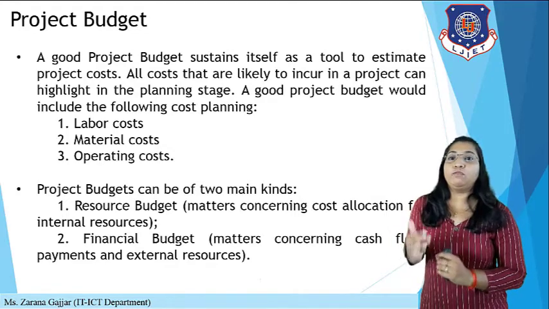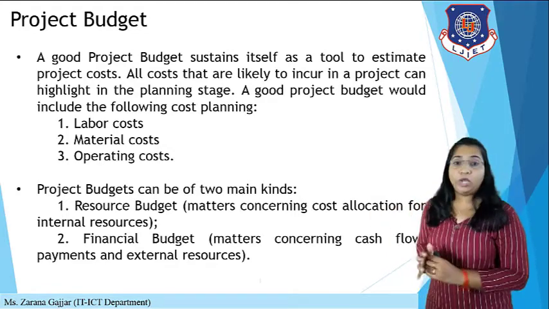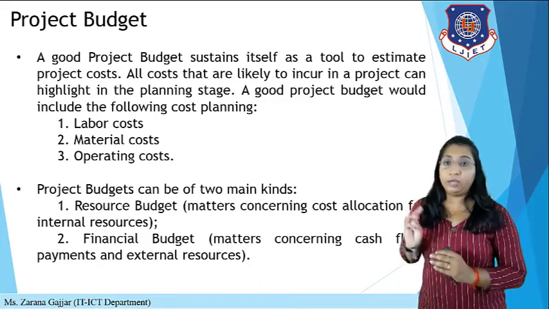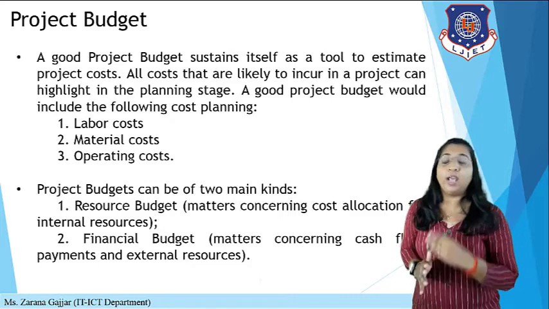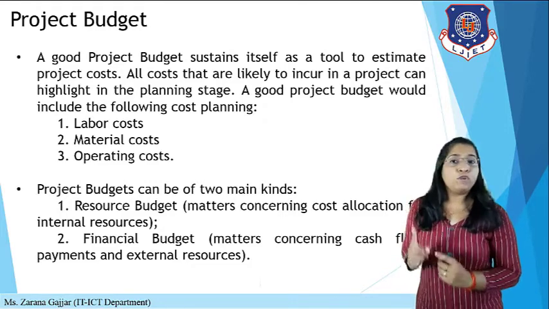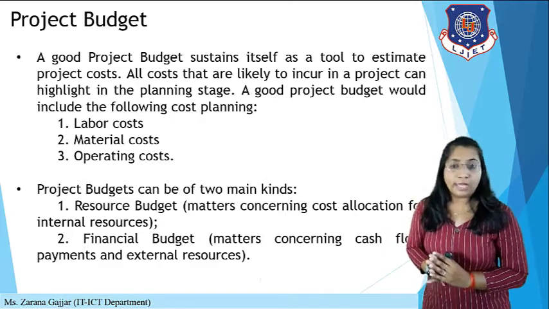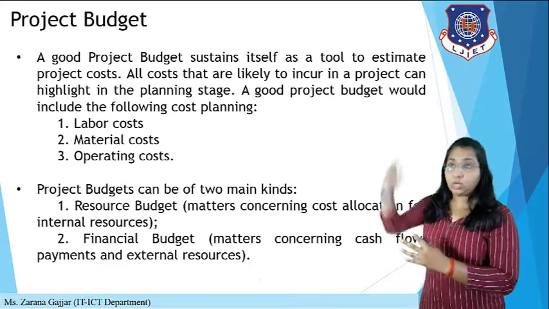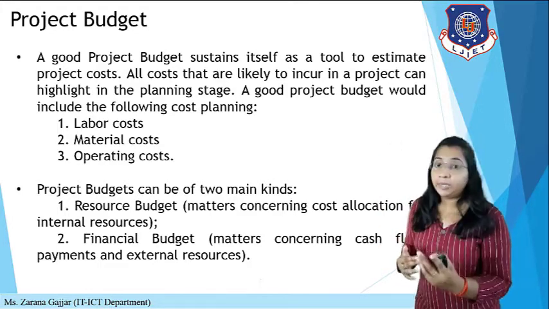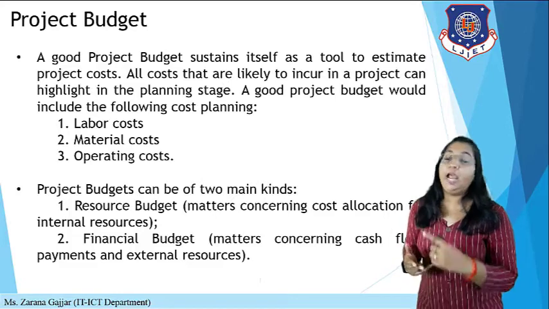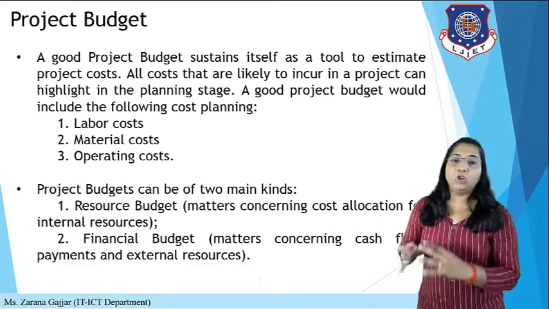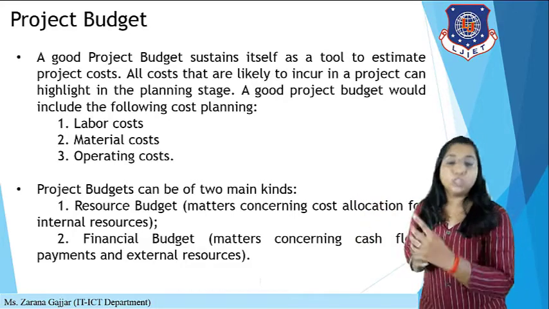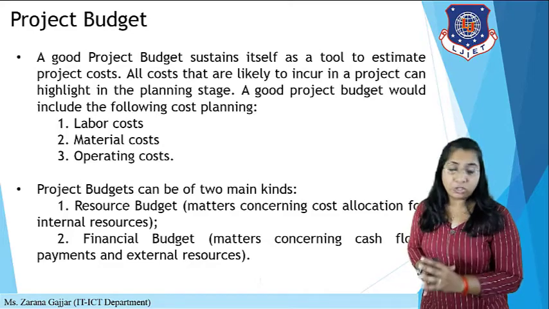So a good project budget would include the following cost planning. If you have a good project budget, how can you manage it? There are three important factors included in the project budget. First of all, there will be a labor cost. For example, if you are going to construct a building, you require labor to construct that building, then you require material like bricks, cement, water, and all the machineries. And operating costs: for operating all this we require electricity, or any transportation we require. That will be an operating cost.